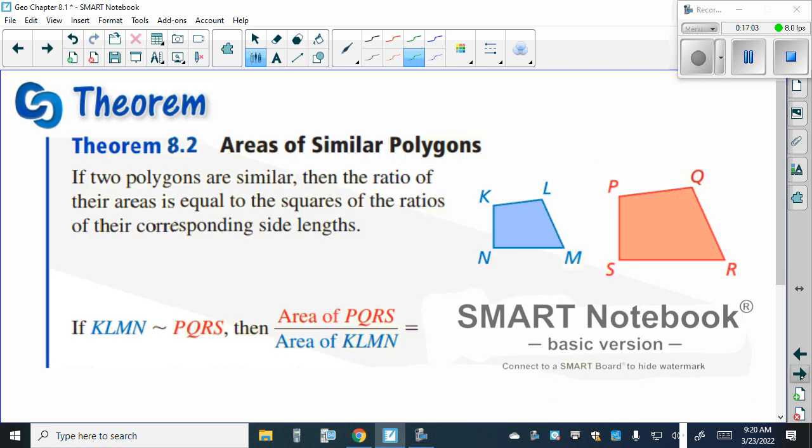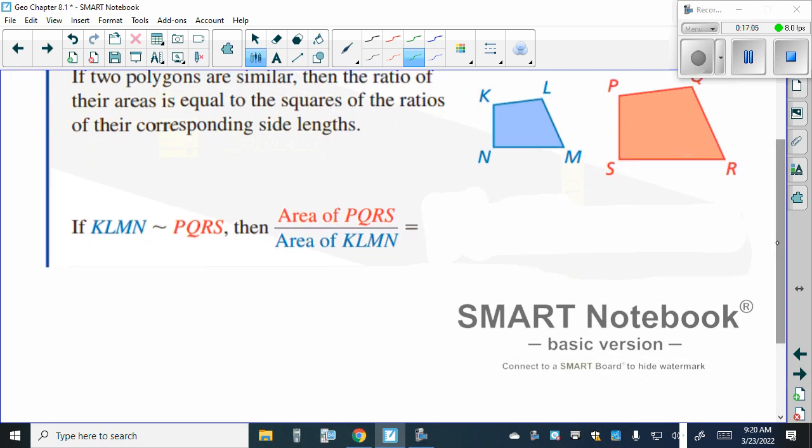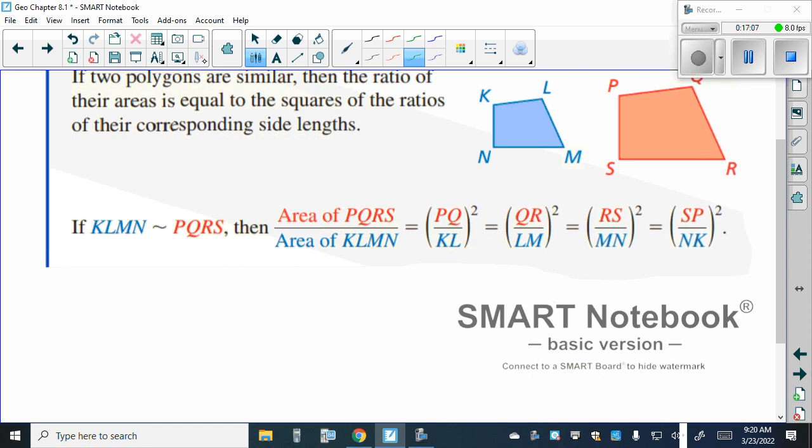And that's dealing with area. Our proportions of areas is going to be the same as the proportions of the side lengths squared, our scale factor squared. So if we know what the area is of one and two of the side lengths, all we've got to do is square those side lengths to get the proportion to area.